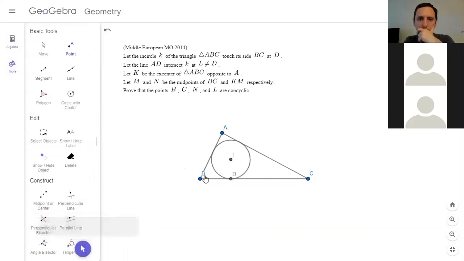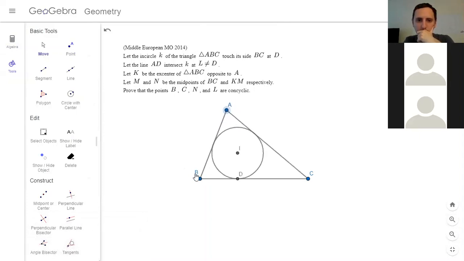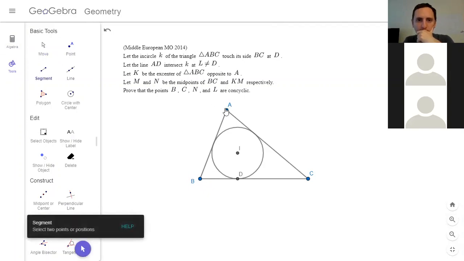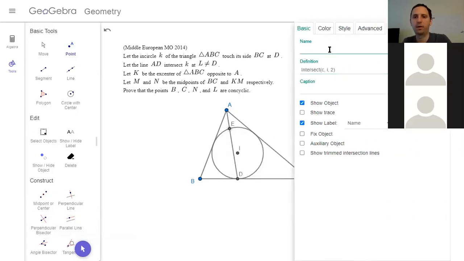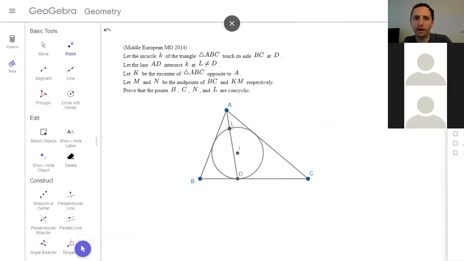And it touches BC at point D. AD intersects the circle at L. So it kind of feels a little bit like poles and polars when we do this kind of stuff. K is the excenter of ABC.